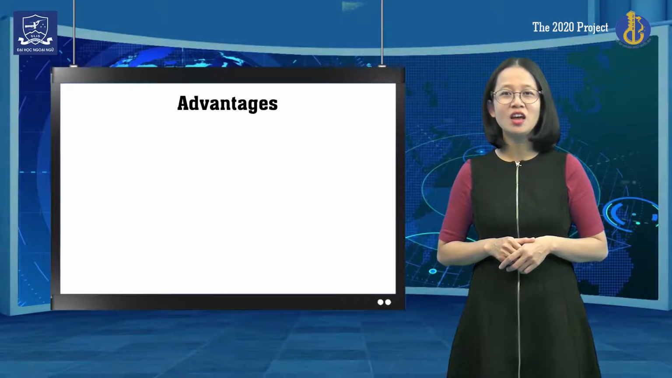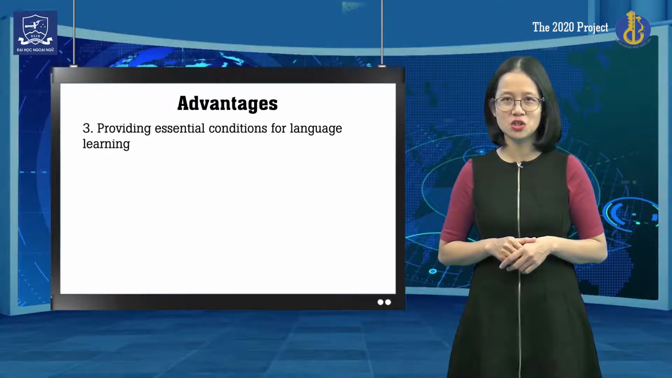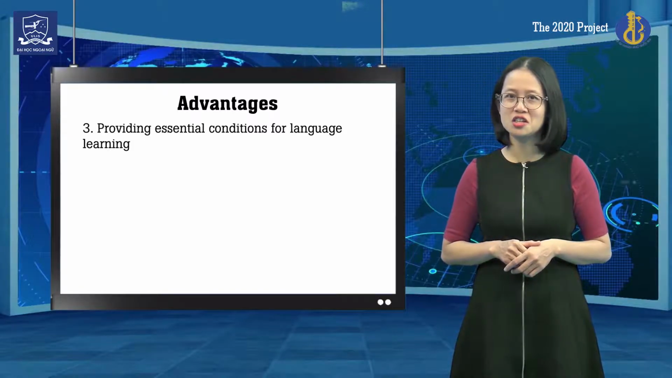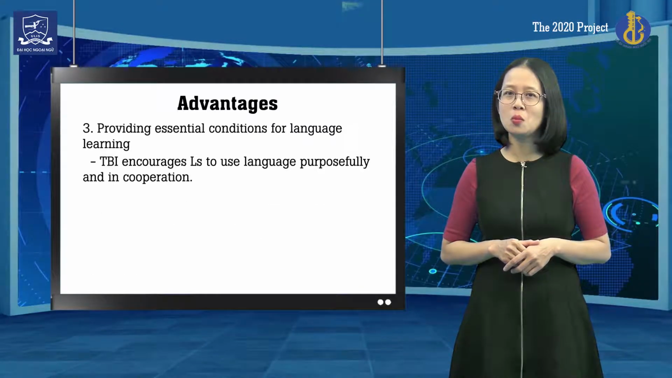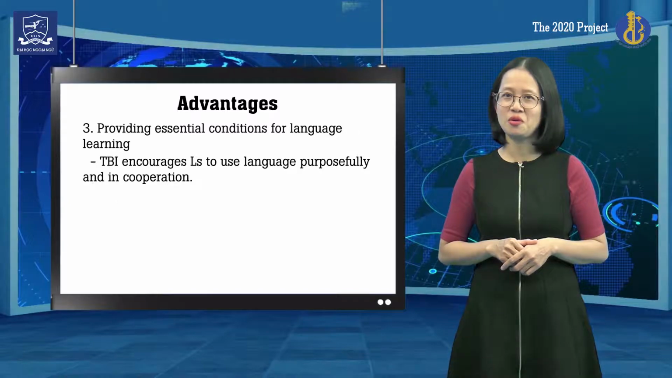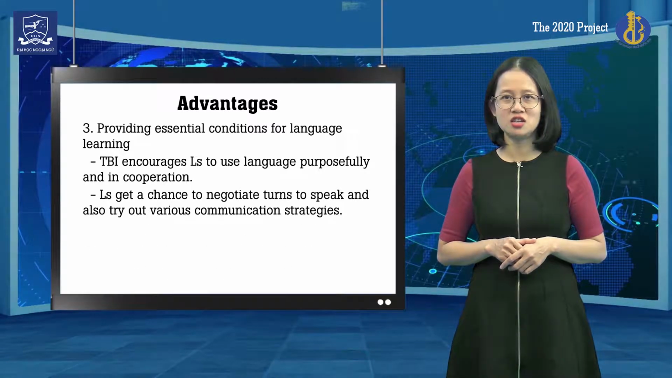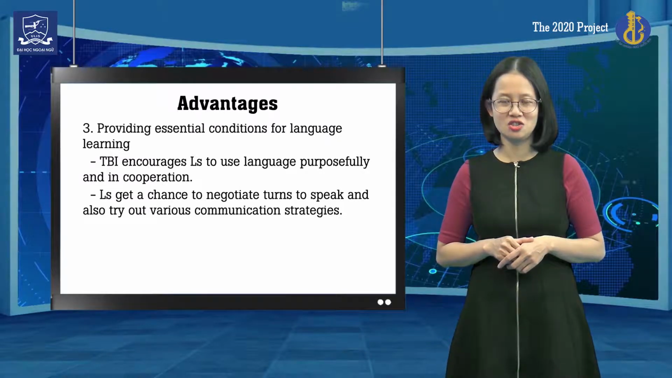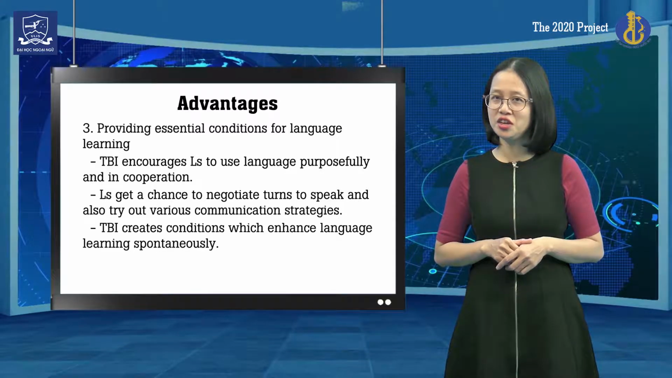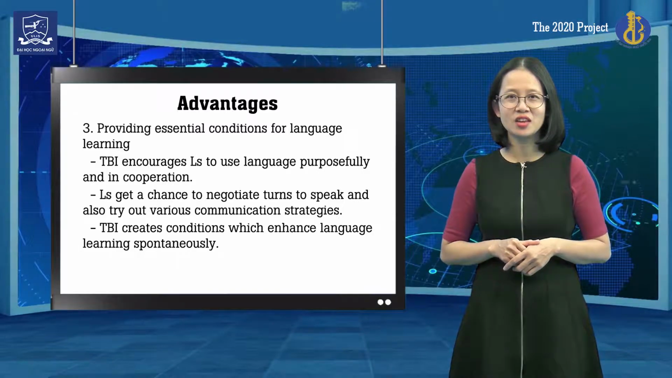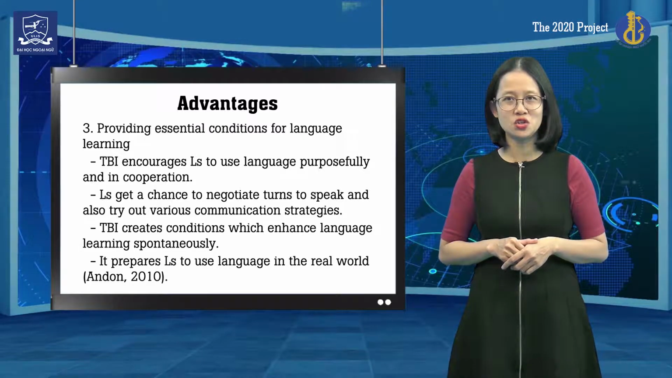Number 3. It also provides essential conditions for language learning. Language learning does not happen without motivation, exposure, and opportunities to use the language. Task-based language learning encourages learners to use language purposefully and in cooperation. Learners get a chance to negotiate turns to speak and also try out various communication strategies. Task-based learning creates conditions which enhance language learning spontaneously. It prepares learners to use language in the real world.